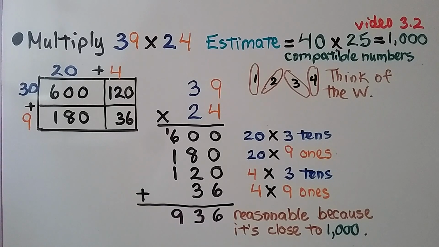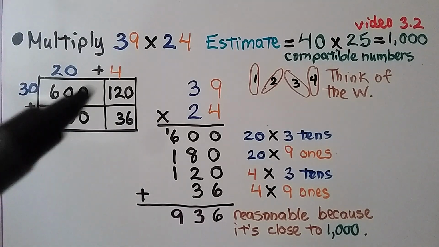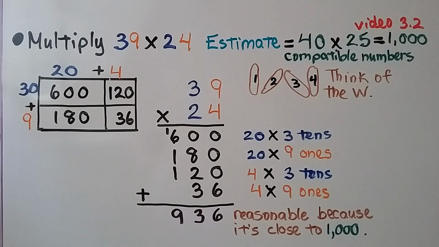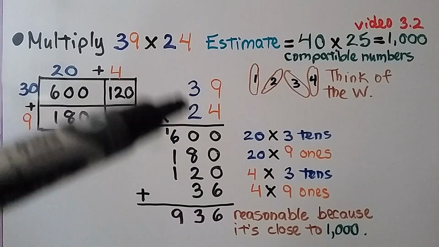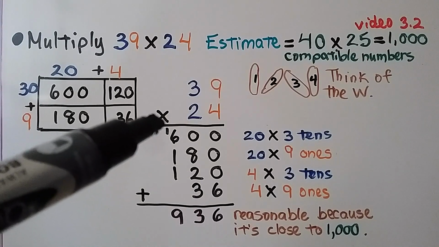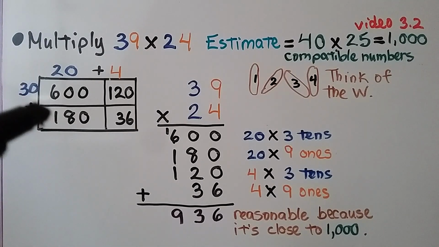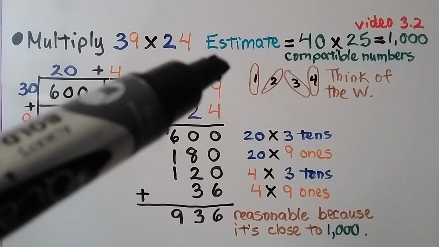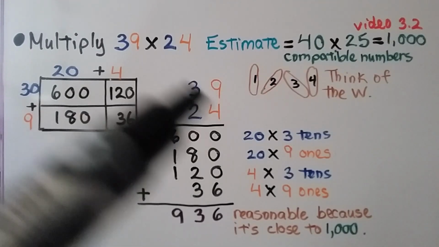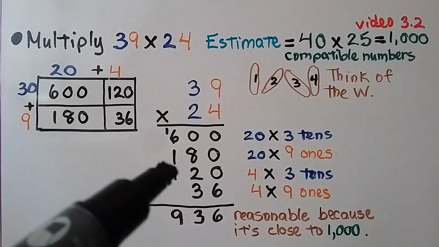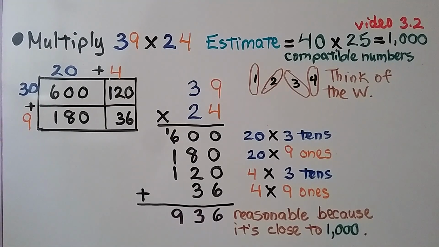That's 1,000. We can break apart 39 as a 30 plus 9 and the 24 as a 20 plus 4. We draw our lines and make our 4 boxes for our 4 partial products. We know we're going to do 30 times 20, which is 600, and that's what we're doing here. We're doing 20 times 3 tens, that's 600. We can do 20 times 9 and get 180. That's going this way for our W, that's the second one, see that? Then we're going to go this way and do the 4 times 3 tens. That's 120. Then we have 4 times 9, which is 36.